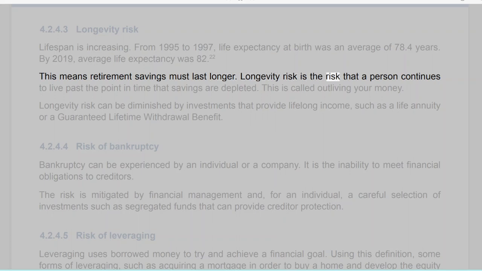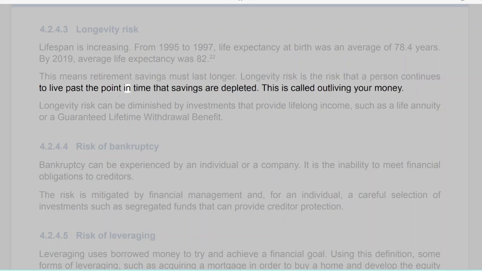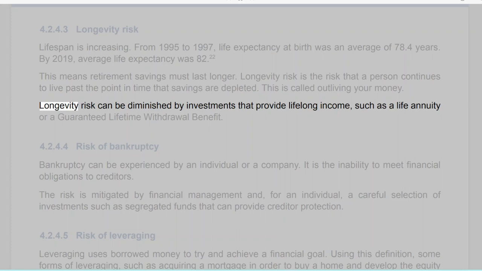Longevity risk is the risk that a person continues to live past the point in time that savings are depleted. This is called outliving your money. Longevity risk can be diminished by investments that provide lifelong income, such as a life annuity or a guaranteed lifetime withdrawal benefit.